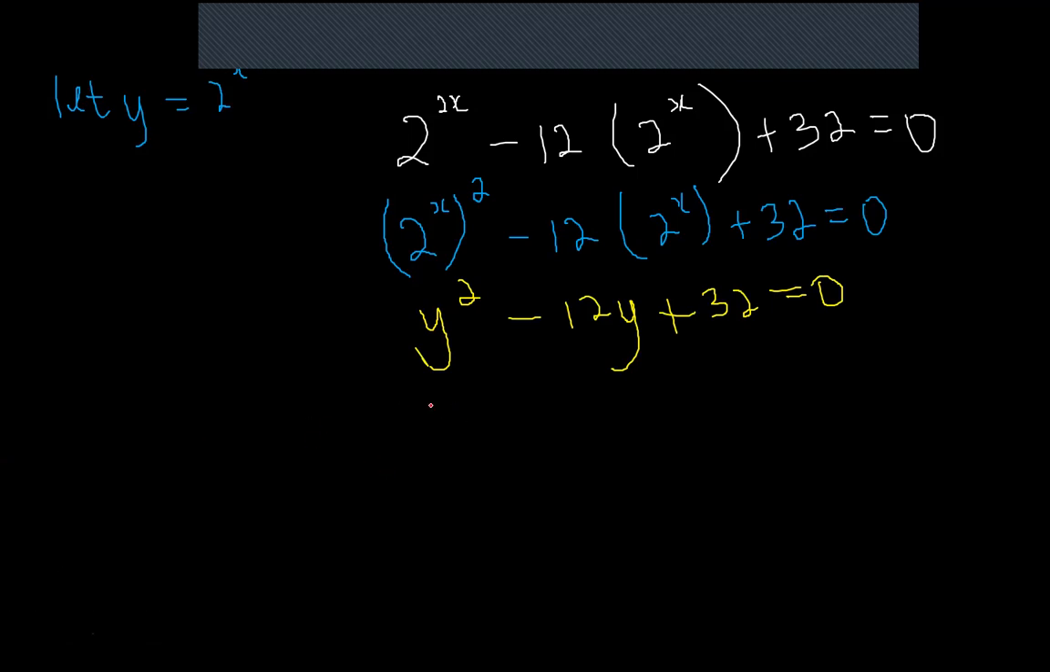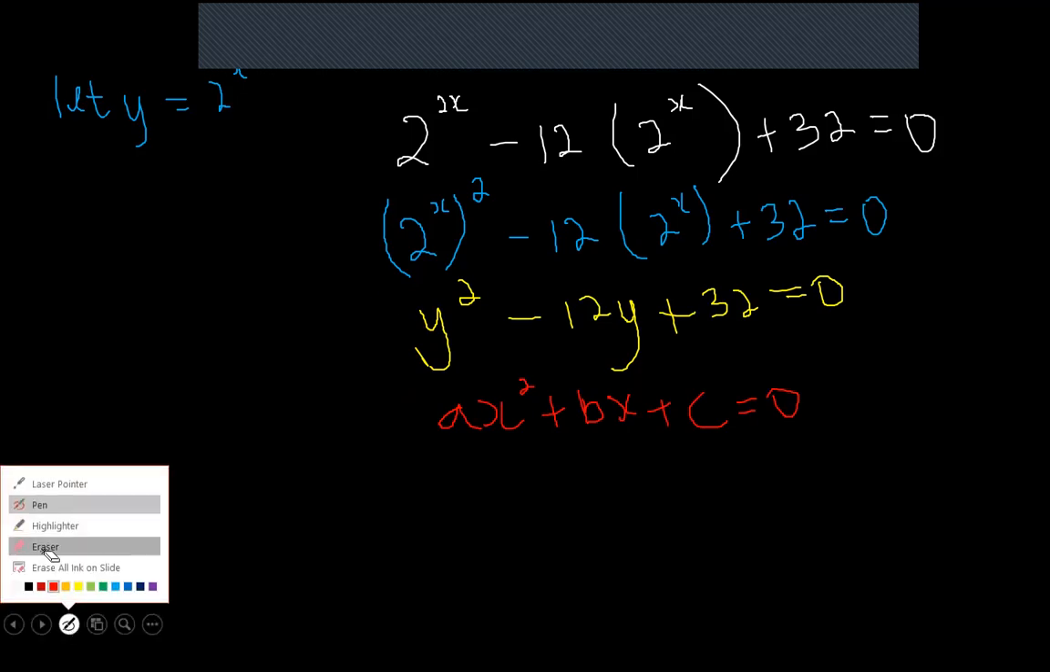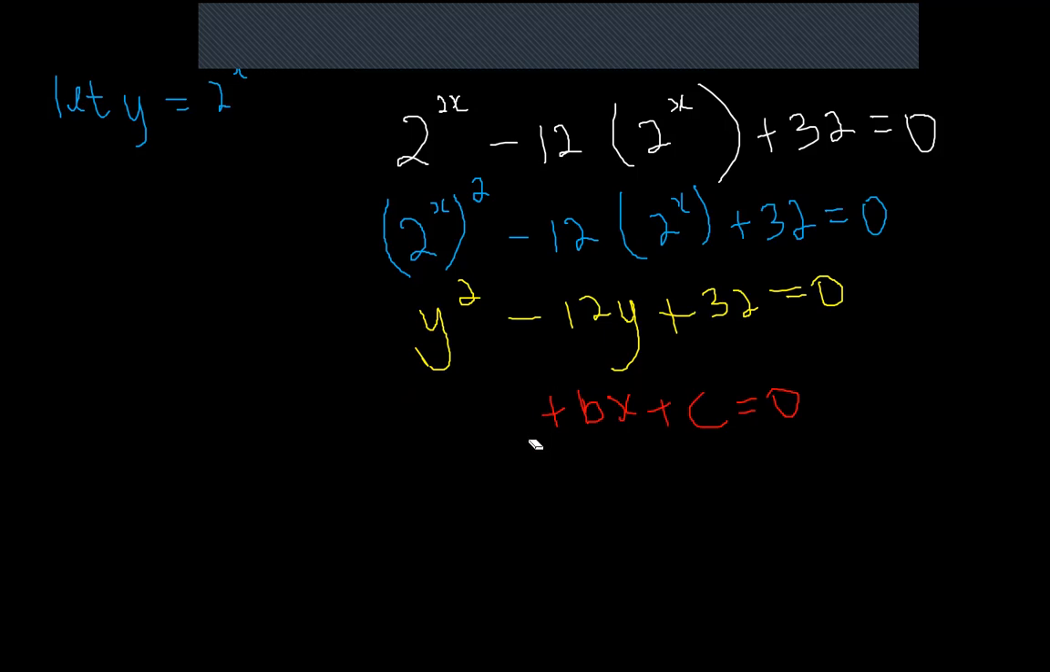How do I know that it's a quadratic? Because it's in the form ax squared plus bx plus c is equal to 0. So that's how I know it's in the quadratic form. And how do I solve quadratics? Well, the method that's most common is factorization, solving by factorization.